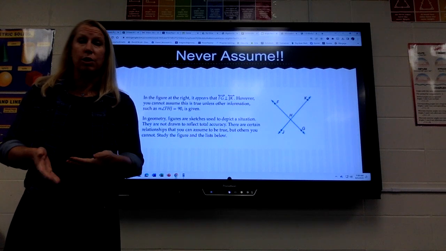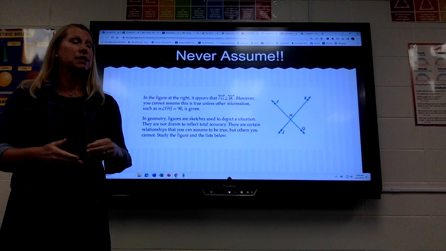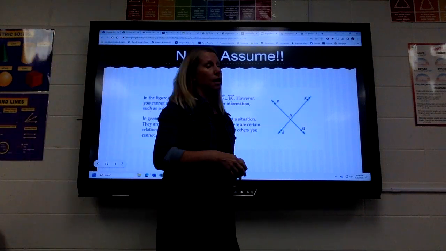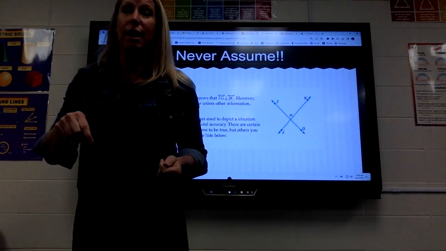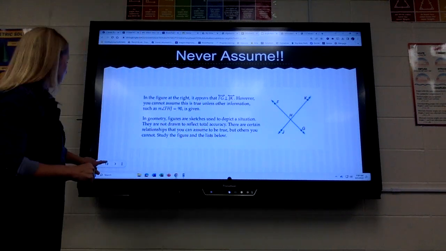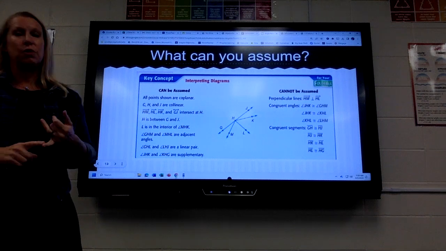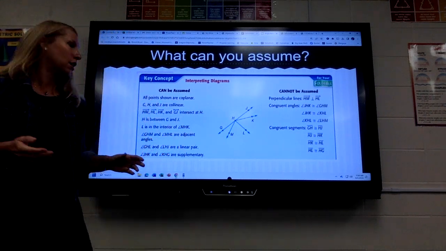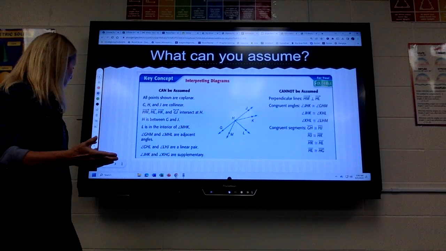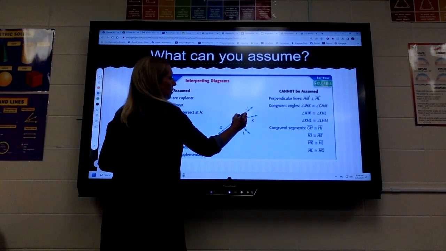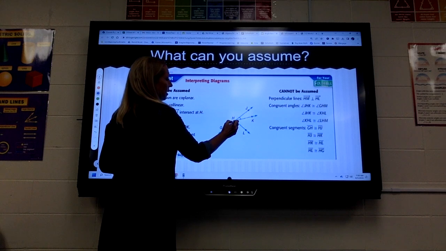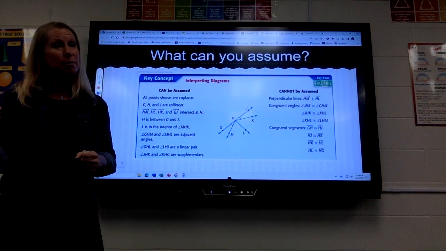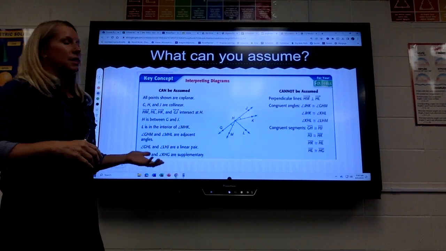Never assume lines are perpendicular. Perpendicular means they form a right angle in here. It might look like it, but unless you see that box, never assume lines are perpendicular. Also, there are other things you cannot assume. You can't assume that angles equal each other. They have to be marked with the humps in order for them to be equal. It might look like this angle and this angle are equal, but unless they have the humps, you can't assume it.